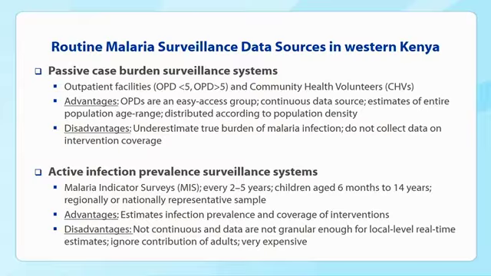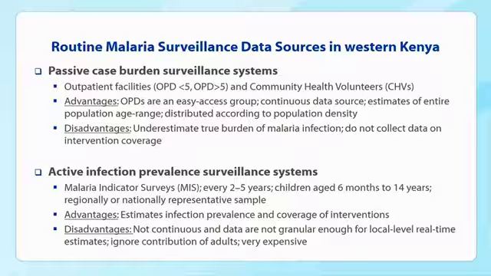But some disadvantages, and we learned a little bit about this, is that they underestimate the true burden of malaria infection, right? There are a lot of asymptomatic infections out there. People who are asymptomatically infected are less likely to come into a health facility and seek care. And they do not collect information on intervention coverage. So in the setting of malaria, for instance, you might want to know what is the long-lasting insecticidal net bed coverage and usage in the population. And you're not going to get that from outpatient facility data.